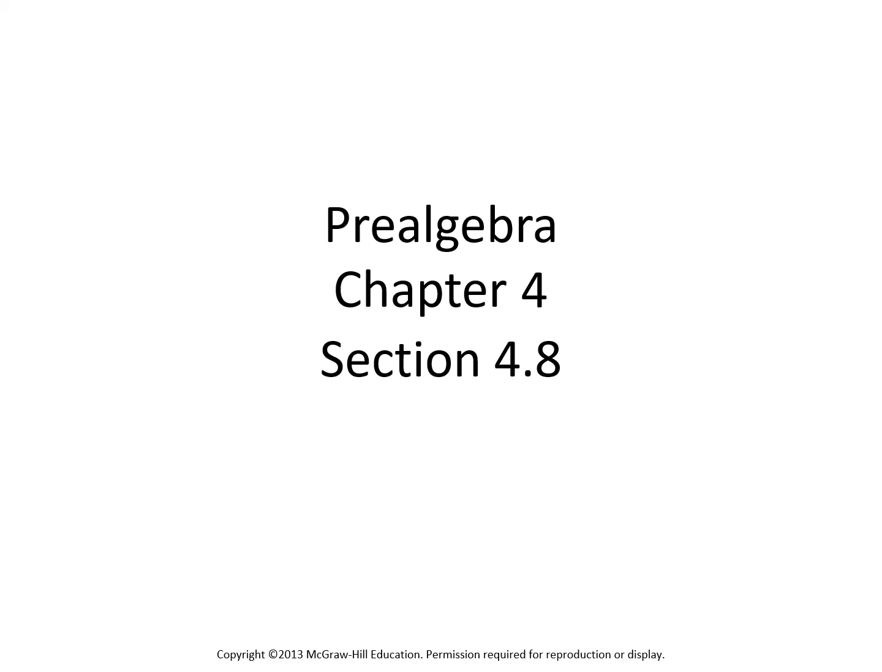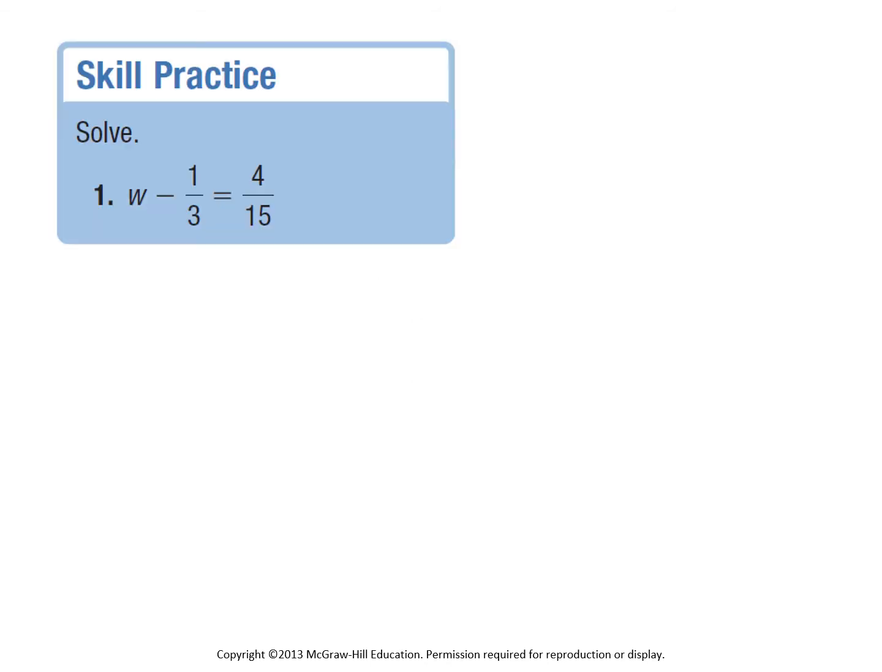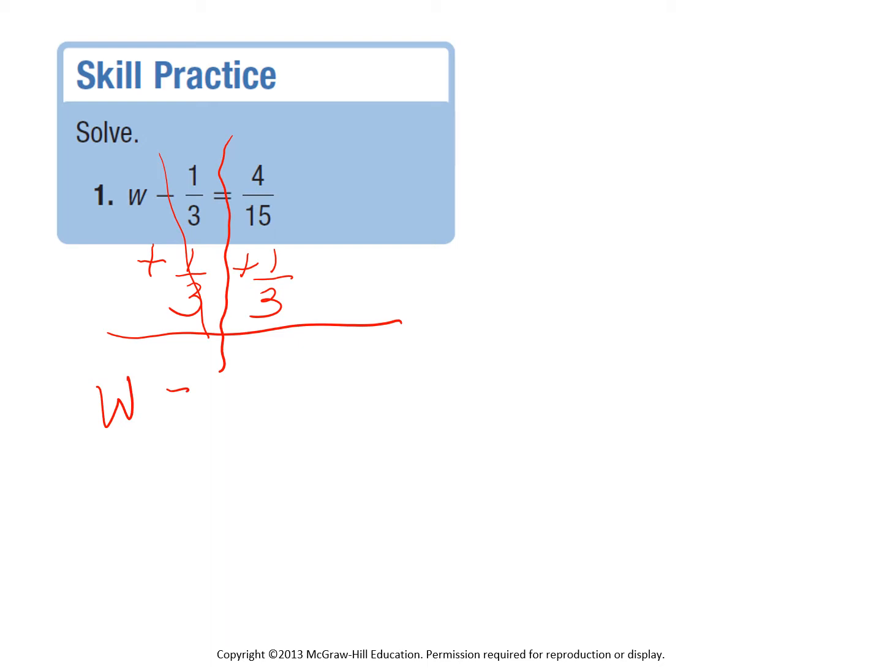These are the answers to skilled practice problems section 4.8. So first I'm going to solve this equation, and I want the W alone. So I'm going to eliminate the constant, which is negative 1/3, by adding 1/3 to both sides of this equation. So on the left, negative 1/3 plus 1/3 cancels, leaving me with my variable W. And on the right, I'm going to add 4/15 plus 1/3.